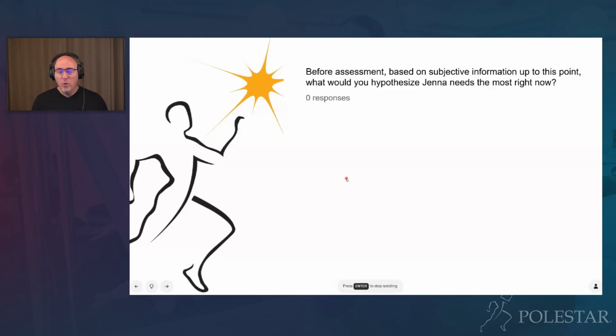So before we start doing our physical assessment, based on the subjective information up to this point, I want you to hypothesize what you think Jenna needs the most right now. And it's okay to do that, and it's okay to be wrong. It's just a nice way of seeing where our brains are. This is a written one, so just write in what you think. What do you think is the most important thing that she needs right now? So we'll just take a few minutes and have you enter that data.